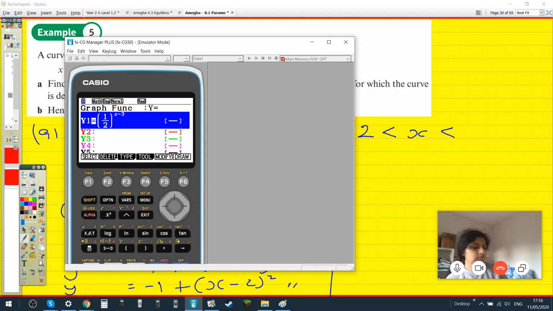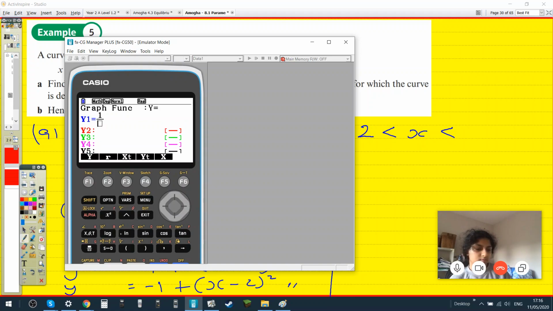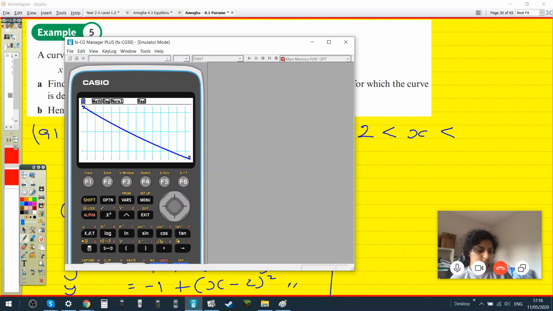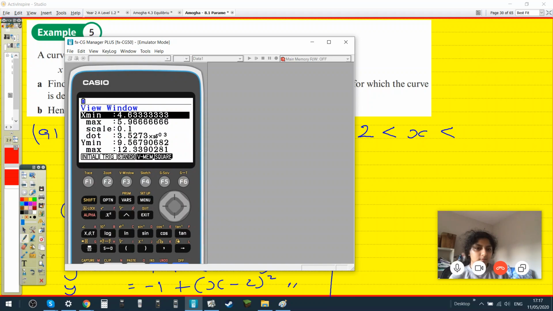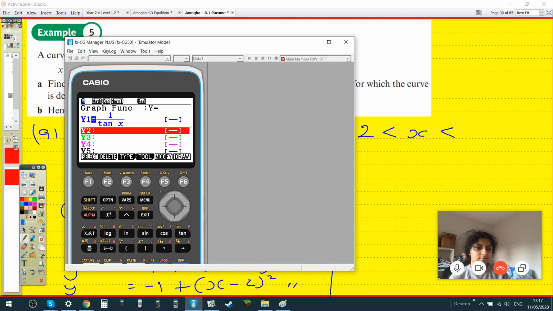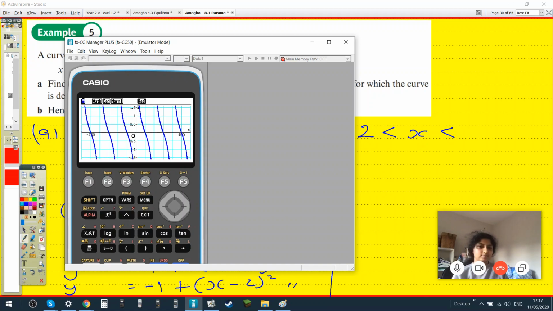We shall graph 1 over tan x. Draw. Shift, zoom. That's not right. You can just do view window and then trig. Shift, view window, trig. Draw. Okay.